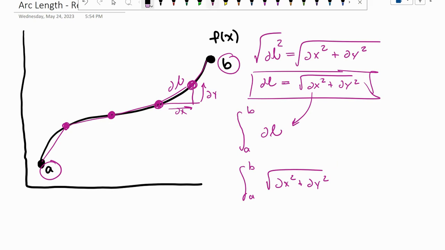However, this does not look like any integral we've seen before. How can we solve this? We don't know how to find dx, we don't know how to find dy, and we're missing the differential that tells us what we're differentiating with respect to. So let's solve this problem.